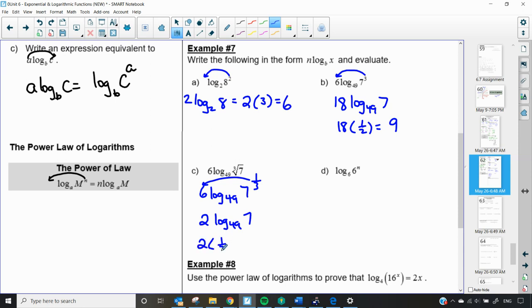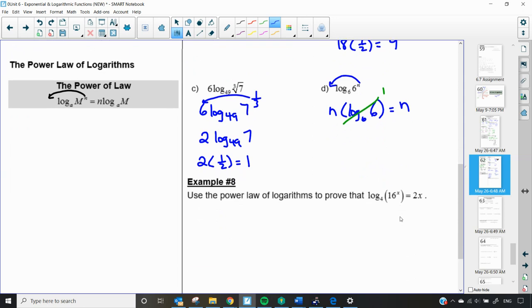2 times 1/2 is 1. And lastly here, we'll bring the n forward, and we've got n times log base 6 of 6. Well, we know that this is equal to 1. So we end up with n times 1, which is just n.